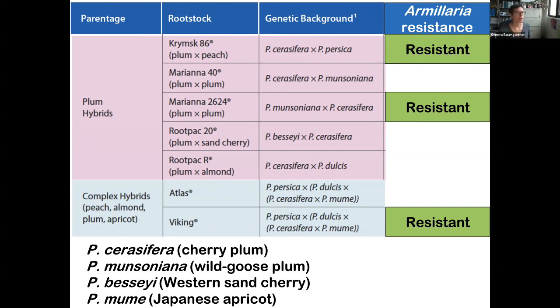And there's interest among people who breed for rootstocks for both peach and almond to find ones with this Prunus cerasifera in it, because we think this is an important source of resistance. And I've also listed some of these other wild plum relatives that are part of the genetic backgrounds.